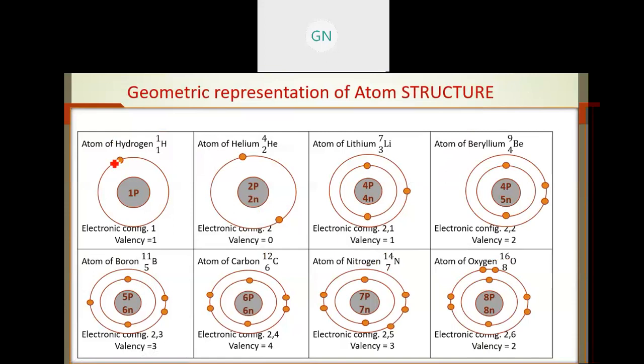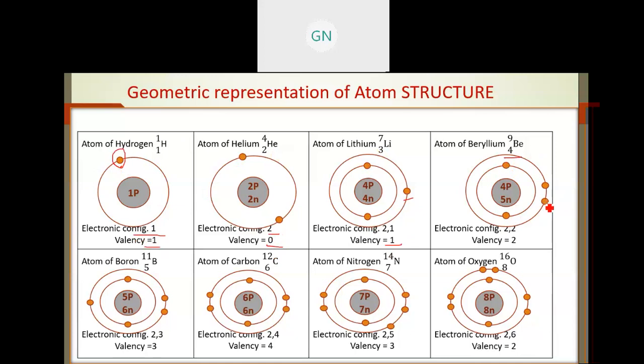So we have to write the geometric representation of the atomic structure. So hydrogen, atomic number 1. Only one electron can be filled in the first shell. Electronic configuration 1, valency also 1. Helium, atomic number 2. So 2 electrons can be filled in the same shell. Electronic configuration 2, valency is 0. And lithium, atomic number is 3. So first 2 electrons can fill in the first shell, and the other 1 electron can fill in the next shell. So valency is 1.